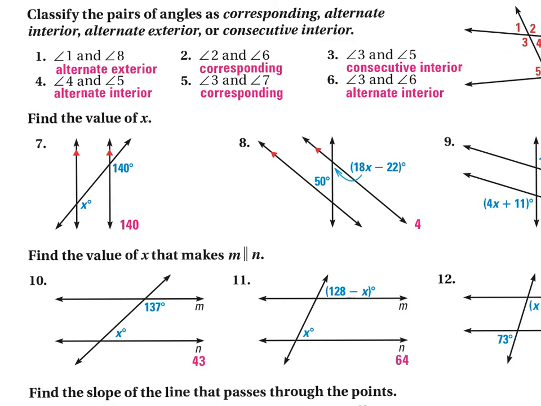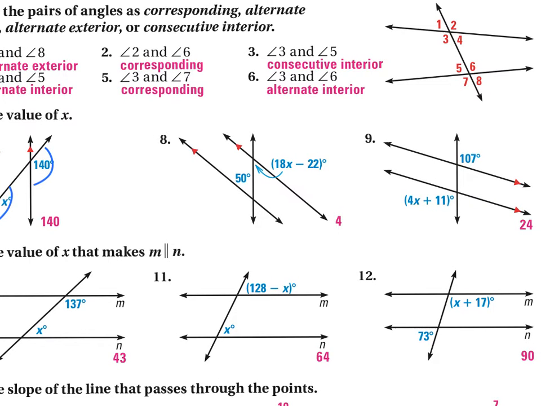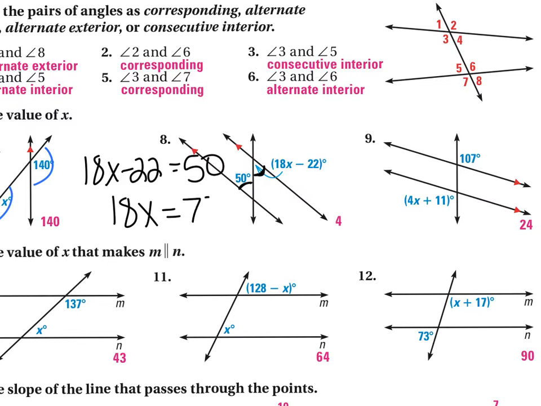Looking at these parallel lines, 1 and 140 would be corresponding, so those would be congruent. 8, this is 50 here. 18 minus 22, those would be alternate interior, so they'd be equal to each other. So 18x would equal 72, and x would equal 4.